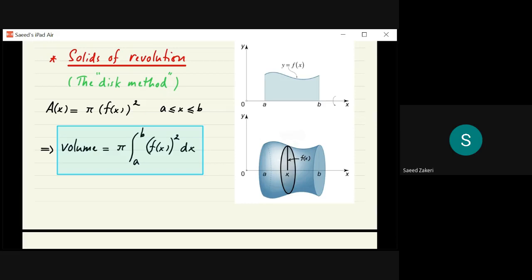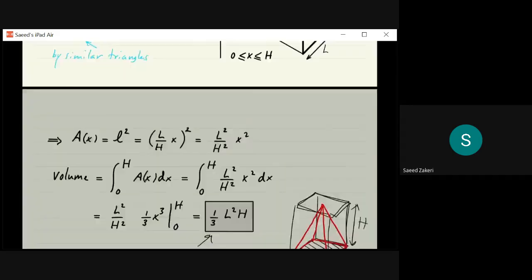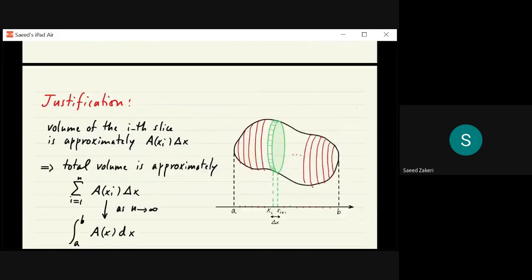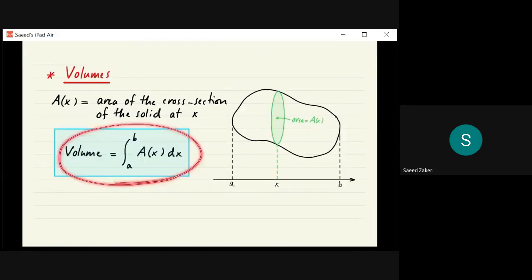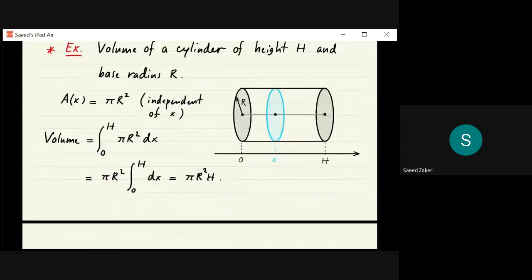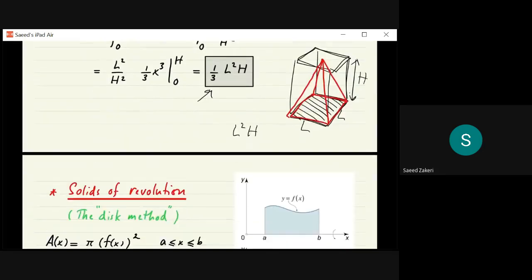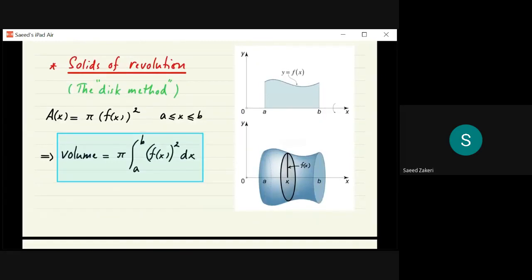You should look at this formula. I'm not giving you different formulas. This formula is just a very special case of the general formula that we developed earlier. This is the most general formula: volume is the integral of cross-sectional area. In the very special case where the solid is a solid of revolution, the volume reduces to this formula because your cross-sectional area function reduces to this formula.